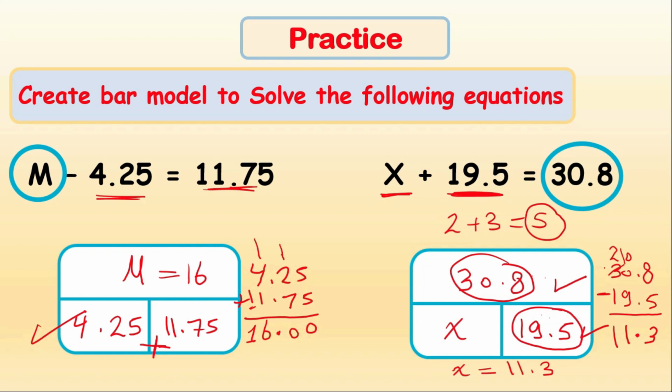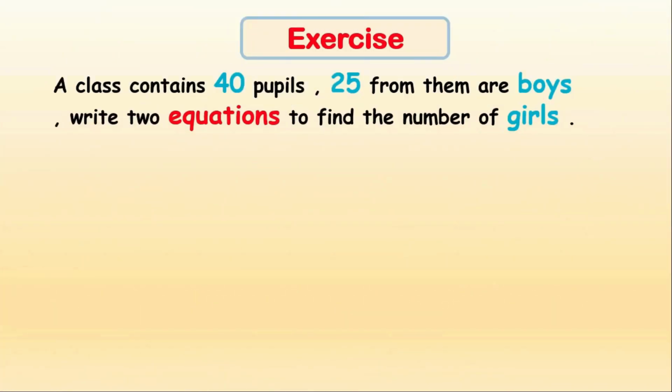Okay, so that was the last method for solving equations. I think it's the simplest method for solving equations, but you have to solve more exercises. So now let's solve an exercise. A class contains 40 pupils. 25 of them are boys. Write two equations to find the number of girls.